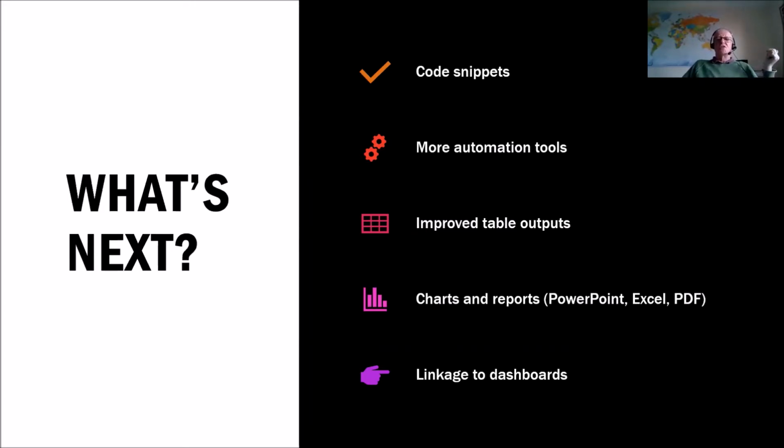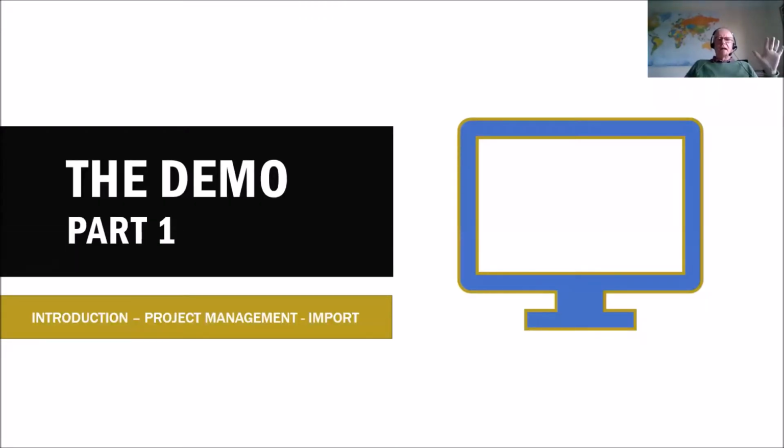There'll be more automation tools. We'll improve the table output so you can format tables in Excel with colors that you choose and a layout that you choose. You'll have HTML tables. You'll be able to use MRDCL script to make charts and reports in PowerPoint, Excel, and PDF. And we'll be able to link it all through the dashboard. So this version is the starting gun for what's going to come in the second version as well, to give you a complete system that will really allow some powerful automation. All right, so we're going to get on to the demo now.